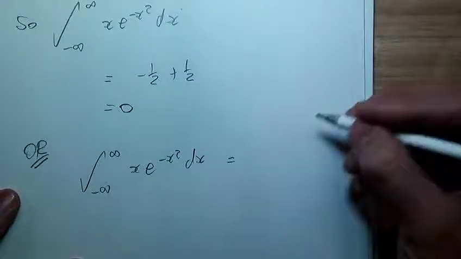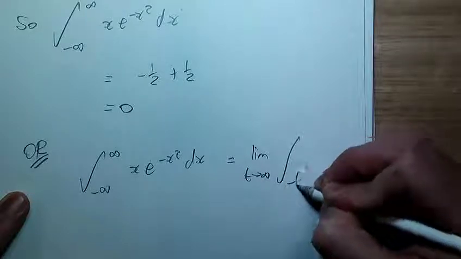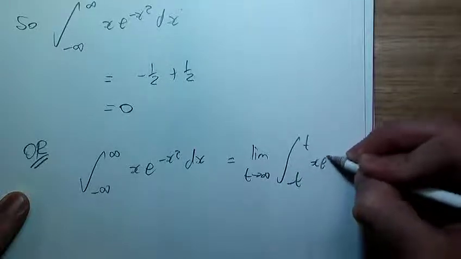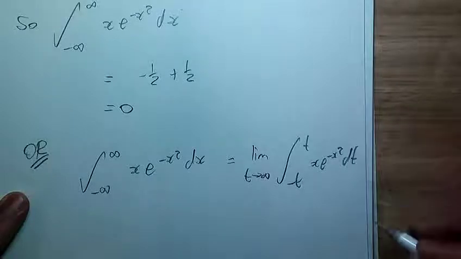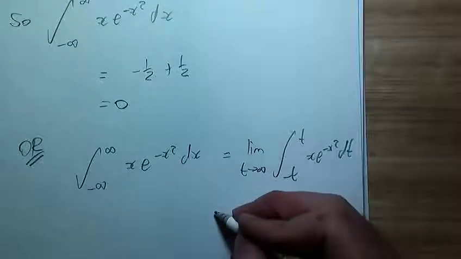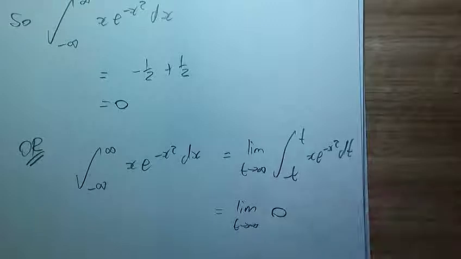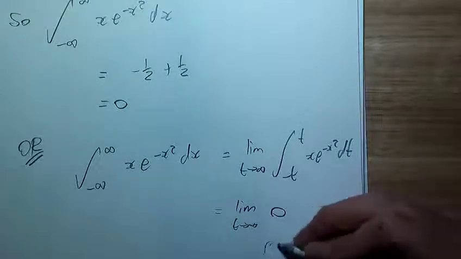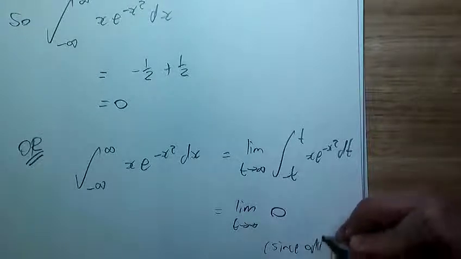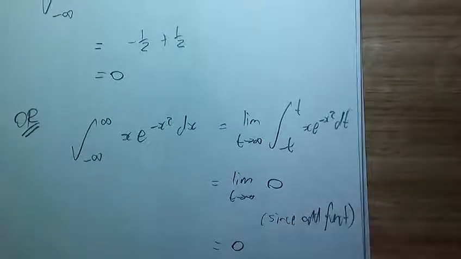And done it as the limit as t goes to infinity from minus t to t. Like that. So make it slowly wider and wider. And then say that this is 0 since it's an odd function. Because the function's symmetric. Which is 0. I could have done that.